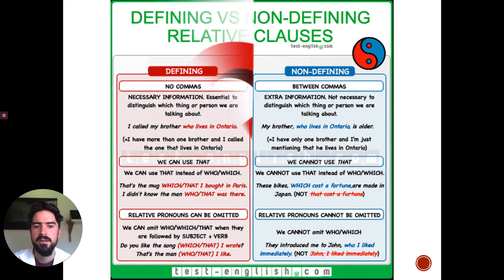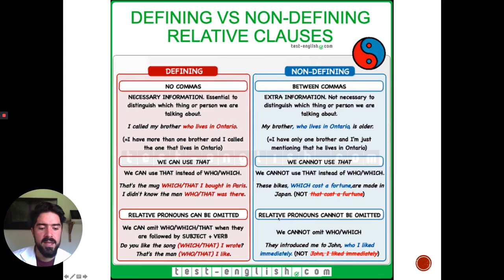Okay, let's see. Brief review. Defining relative clauses, we don't use commas. We can use that, and the relative pronouns can be omitted. Okay? Super easy. And with the non-defining, I need to use commas, okay? So my extra information is between commas. I cannot use that, and the relative pronouns cannot be omitted, okay?